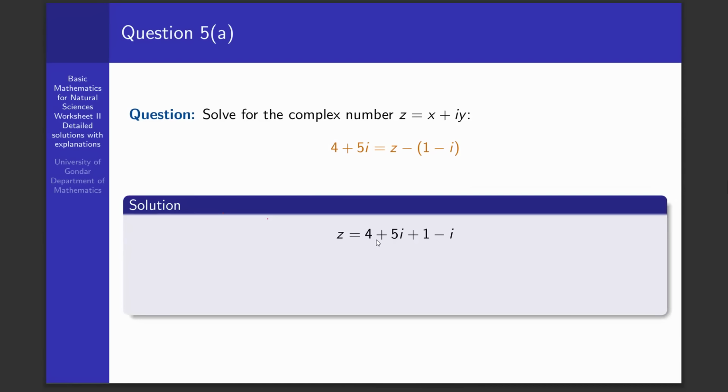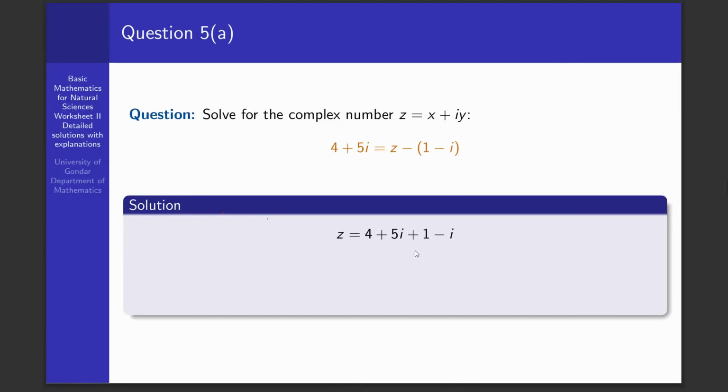So the solution will be just transferring, or simply taking this one to the left of the equality sign, so that we have z is equal to 4 plus 5i, then plus 1 minus 4i, and 1 minus i. That is the summation of two complex numbers. We know that in order to add two complex numbers, the sum of any two complex numbers is a complex number, and it could be obtained by adding their corresponding real parts together and the imaginary parts together.